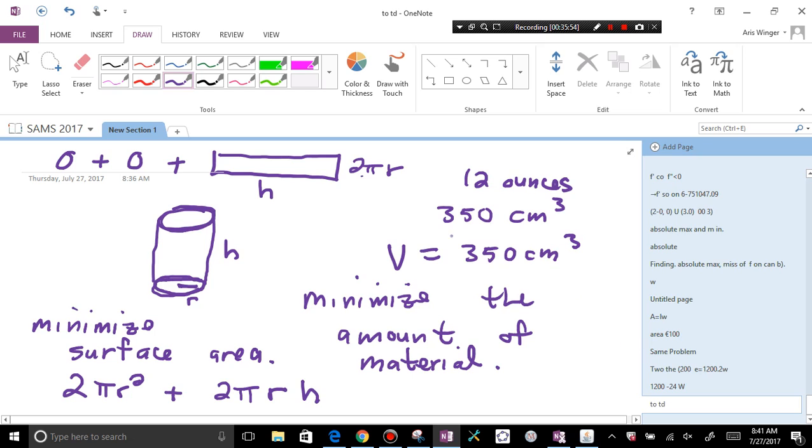And so, what's the volume? 350. That is 350, but how do we write it in terms of r and h? R squared H. Pi r squared h, right?